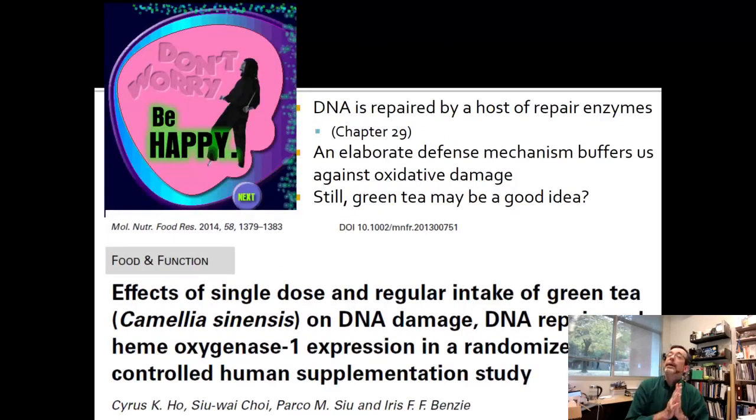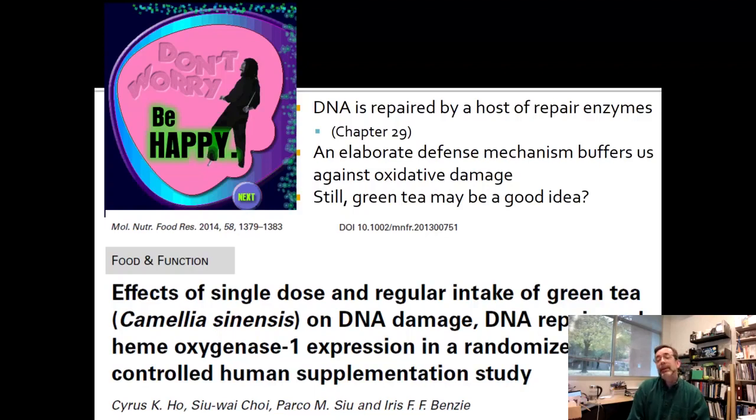But I've already mentioned that for DNA there is some saving grace in the form of enzymes. There are enzymes that have evolved to repair these problems. For example, to find uracils in your DNA, and even to repair some double-stranded breaks. And so that's chapter 29. That's a long way away, but that's at the end of Biochem 2.